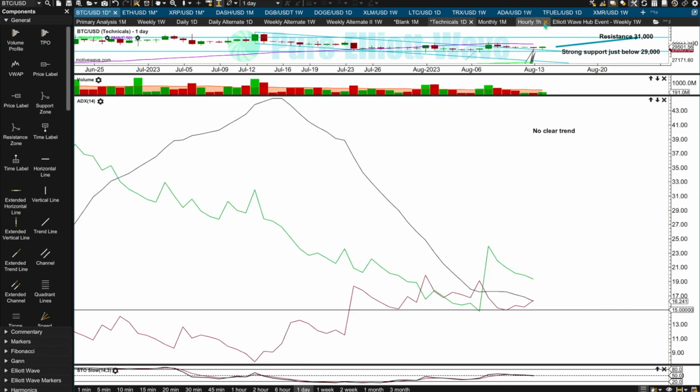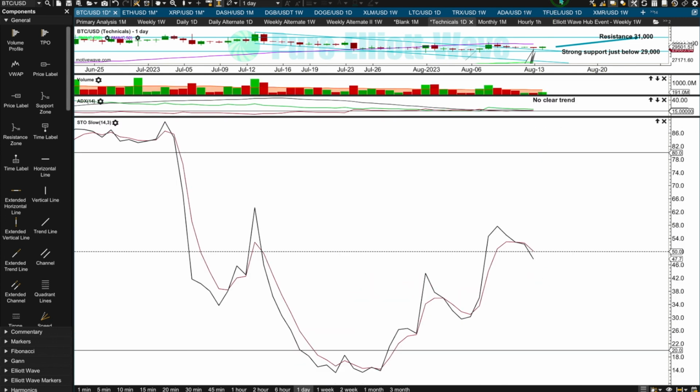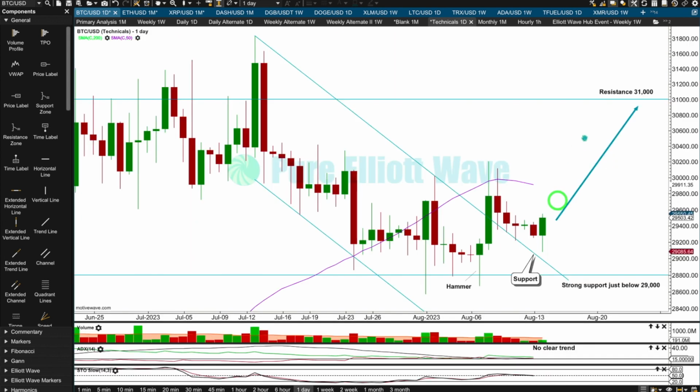ADX is still telling us there's no clear trend, so I'm still using that model of stochastics with support and resistance. Stochastics oversold here, moving through neutral. I'll expect stochastics to continue up to overbought, and price to continue overall on up to resistance, about 31,000. Now again, do not expect it to move in a straight line. There will be pullbacks and consolidations along the way that will test your resolve and your patience.